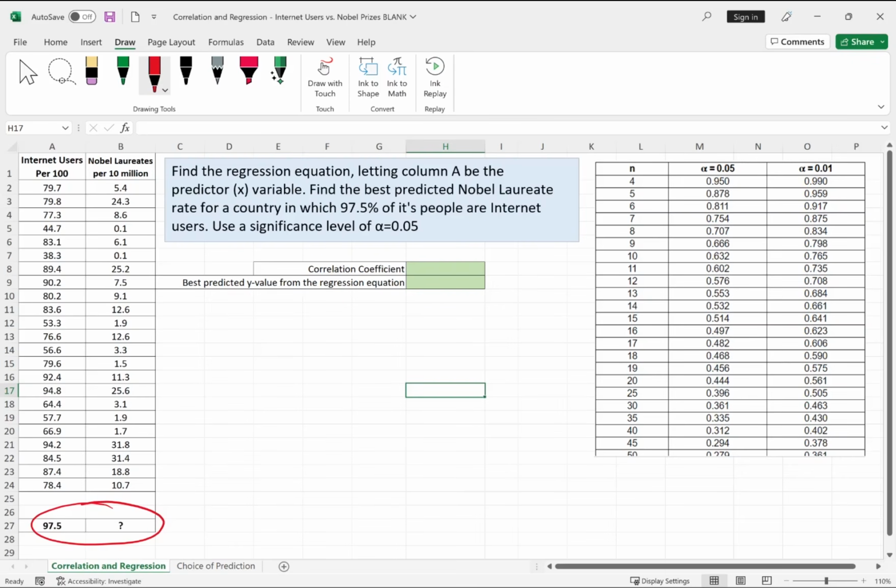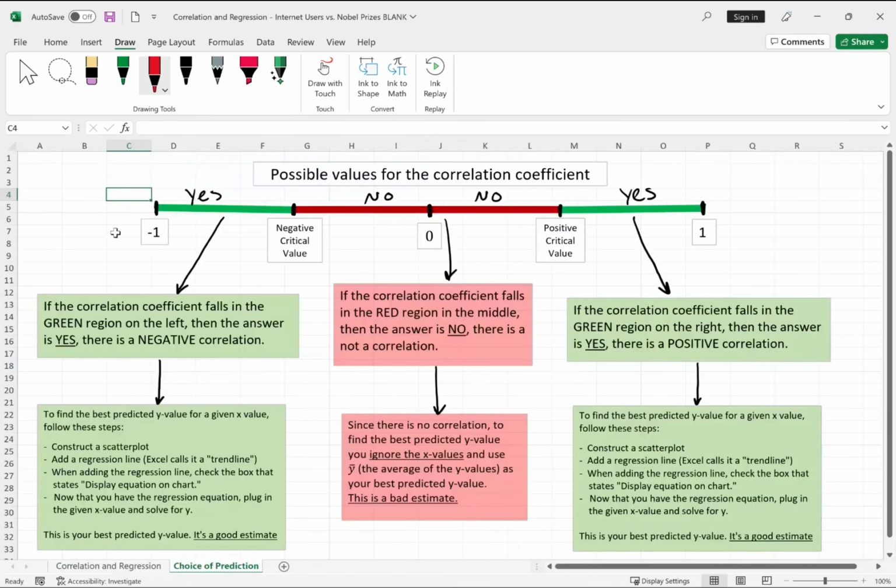Okay, so to do that, there's actually two ways of doing that, and it depends on whether or not there is a statistical correlation. So I'm going to go over here to the second tab, called Choice of Prediction. And we have this range of values. Possible values for the correlation coefficient could be anywhere from -1 to 1. Now, you see part of that number line is highlighted green and part of it's highlighted red. Well, this depends on where the correlation coefficient falls relative to the critical value.